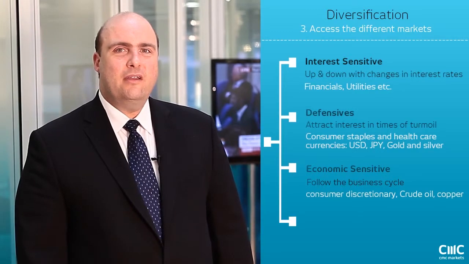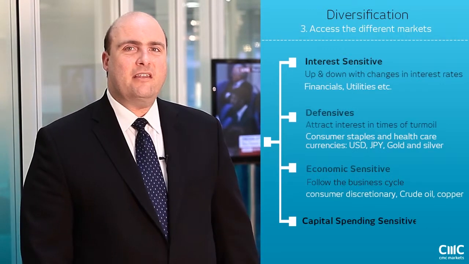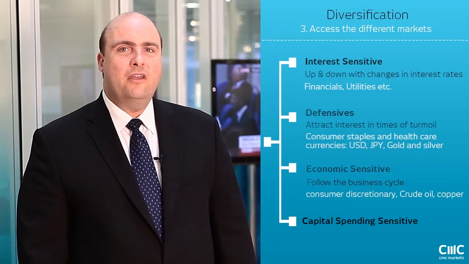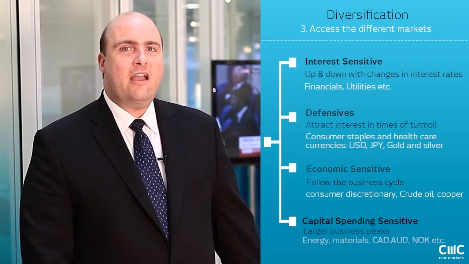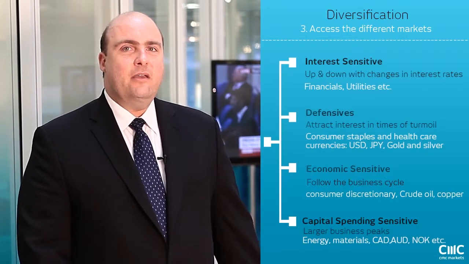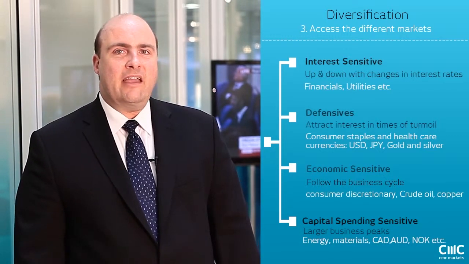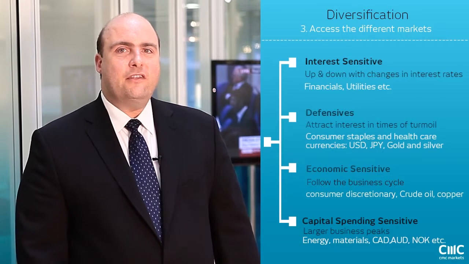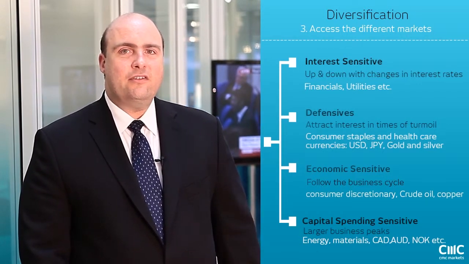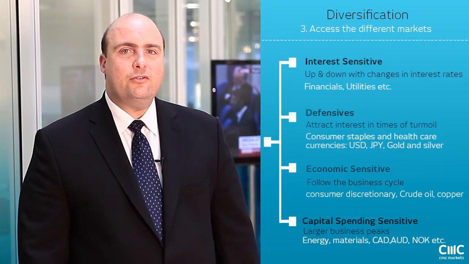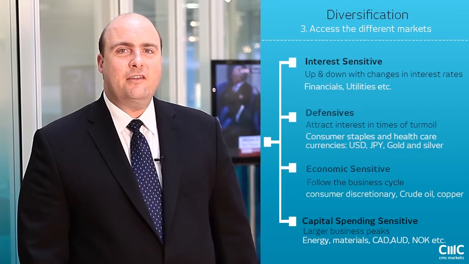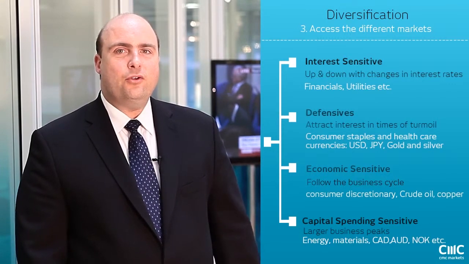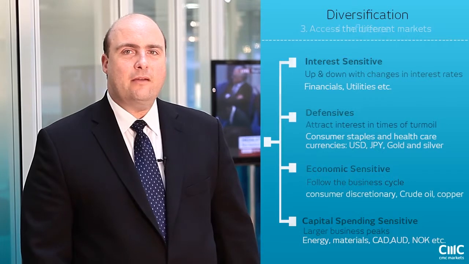The final group is the commodity and capital spending sensitive group, also known as the late stage sectors. These markets tend to lag behind the economic cycle a little bit, peaking later and bottoming out later. In stocks, this includes the technology group, plus energy and materials. In currencies, it includes the resource currency group, such as the Australian dollar, the Canadian dollar, New Zealand dollar, Norwegian krona, and the Swedish krona.